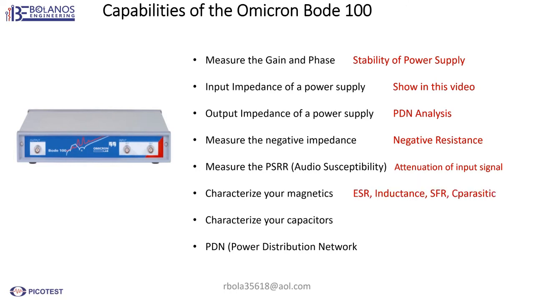so the next thing that you can do with the Bode 100, which it does very, very well, is that you can measure the ESR, the equivalent series resistance. You can measure the inductance of your inductors or your magnetics. You can also measure the self-resonant frequency. Once you know the resonant frequency and you know the inductance, then you can calculate the parasitics. And to do that, you use this formula.